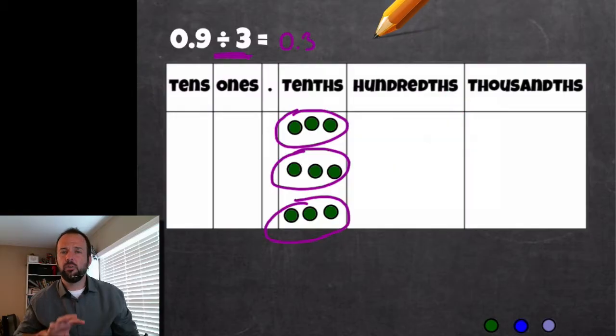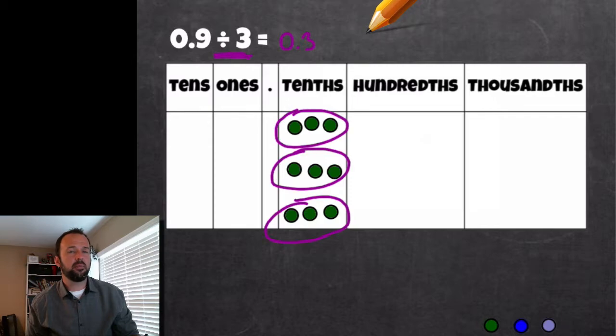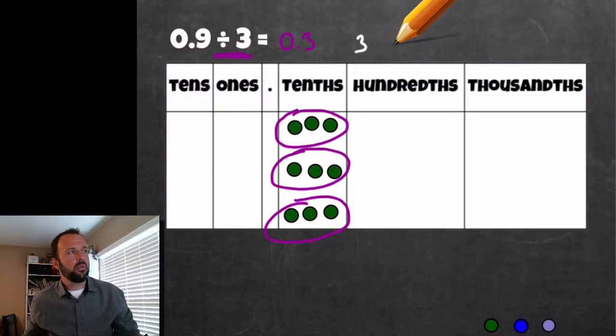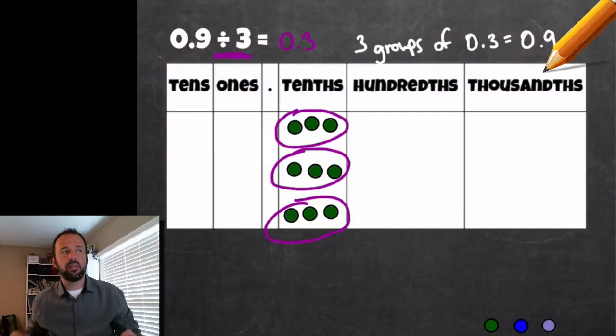Not too terrible. And if we wanted to, we can actually even reverse this and think about this as multiplication in a sense. If I were to say 3 groups of 3/10 is equal to 9/10. Okay, so I'm just kind of reversing it, just expressing it in another way. But if I had 3 groups of those 3/10, I would have 9/10 overall. So let's take a look at another example and see if this holds true with different numbers.